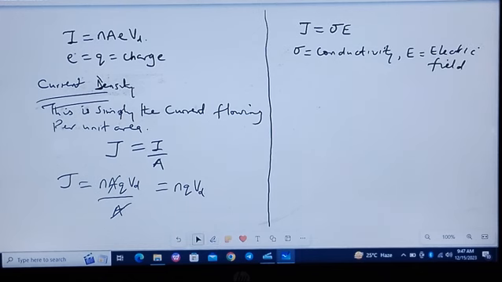Then let us look at Ohm's law briefly. Okay, before we look at Ohm's law, let us take a little problem, a little problem on finding the magnitude of current in a conductor.